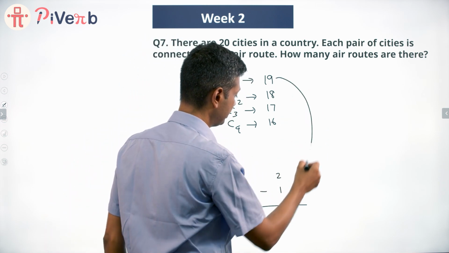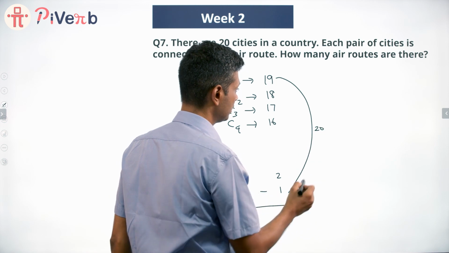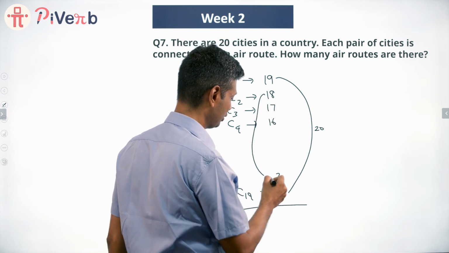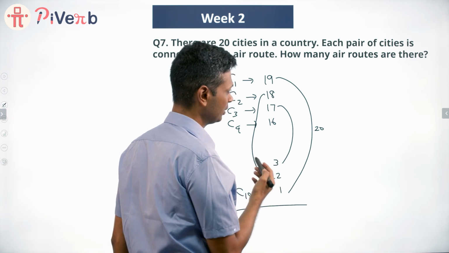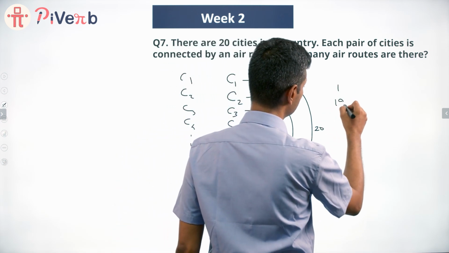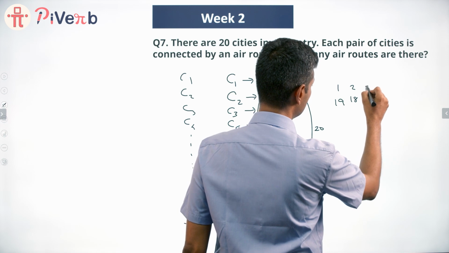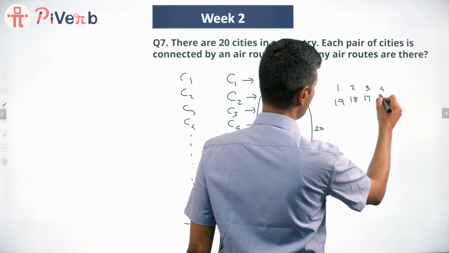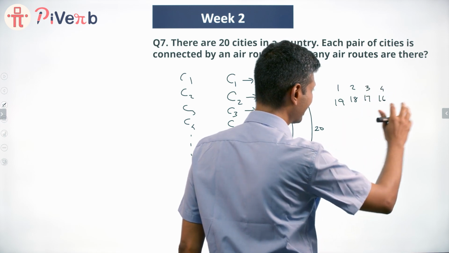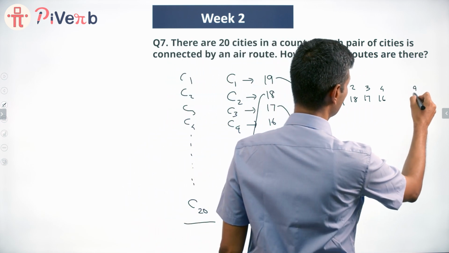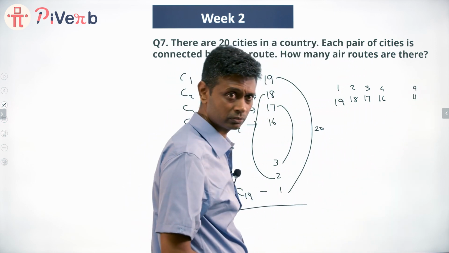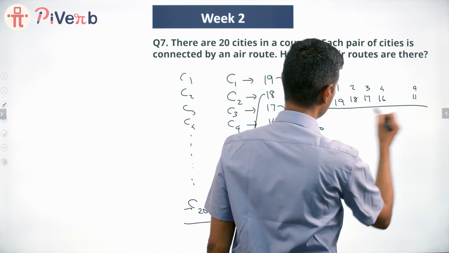I combine it with 19. I get 20. I take 18 and 2. That's 20. 17 and 3. That is 20. So 1 and 19, 2 and 18, 3 and 17, 4 and 16, all of these add up to 20. All the way till what? 9 and 11. 9 plus 11 is 20. So this is 20, 20, 20.